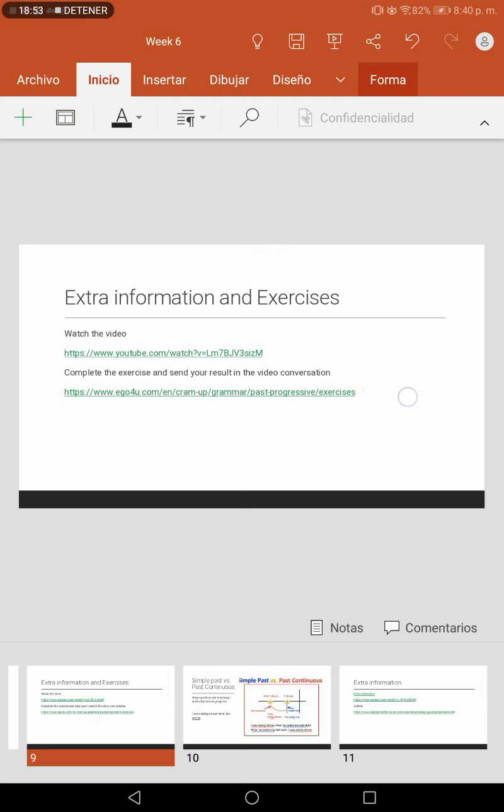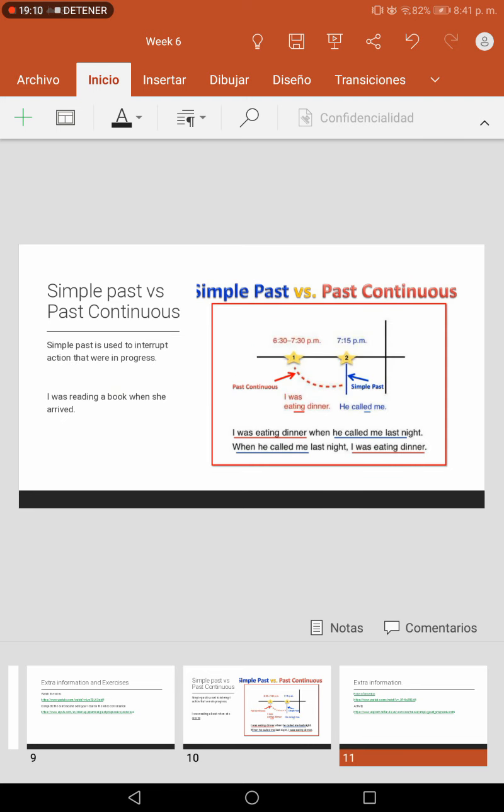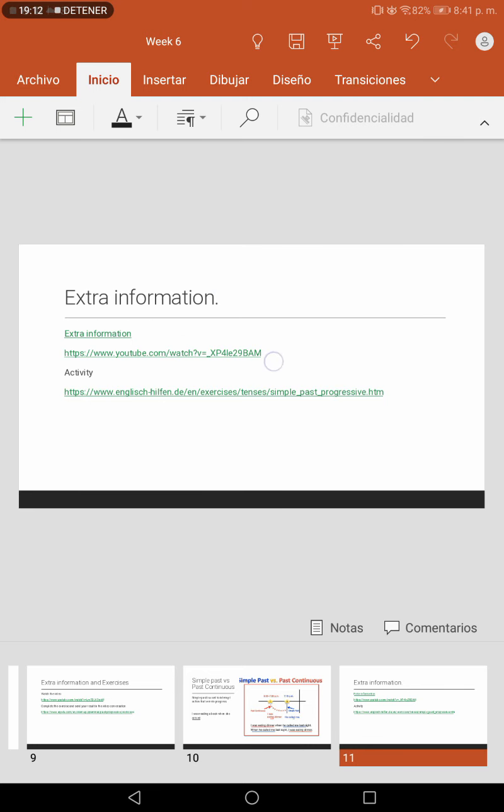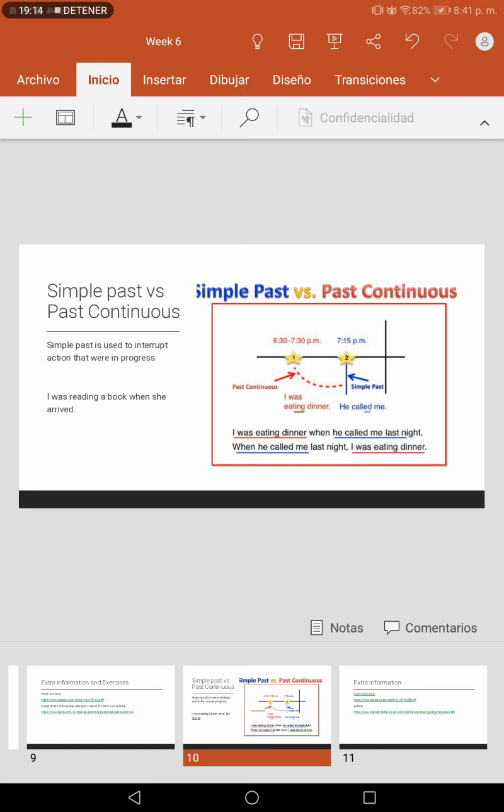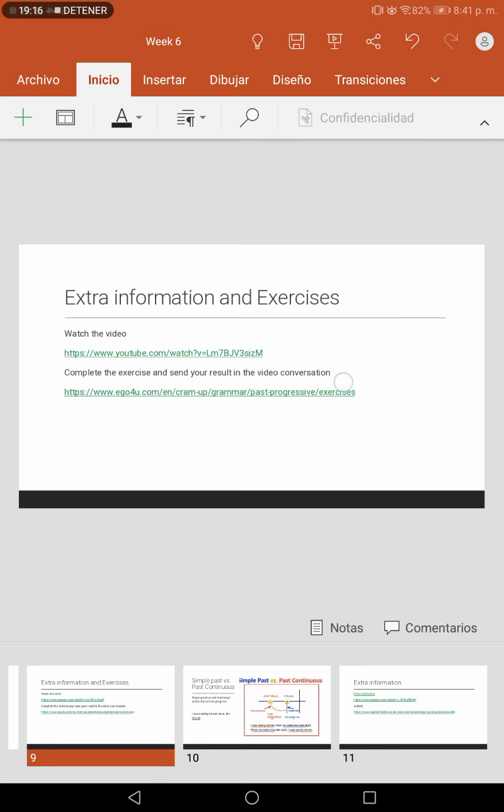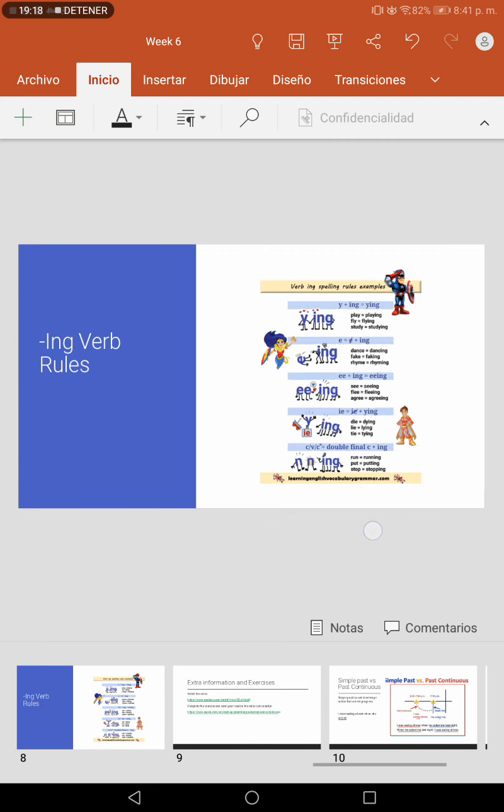And complete the exercise over here. Y completar este ejercicio que está aquí. Bueno, como les dije antes, el propósito de esta clase así, a través de un video, es que ustedes, a su ritmo y a sus tiempos, vean los videos y resuelvan los ejercicios, ¿sí? Aquí está un ejercicio y un video. Acá está otro ejercicio, otro video.